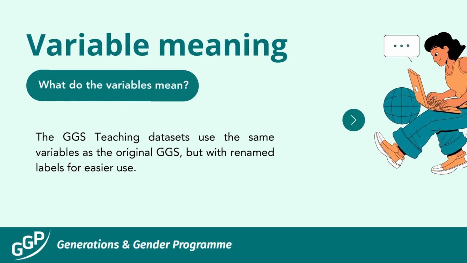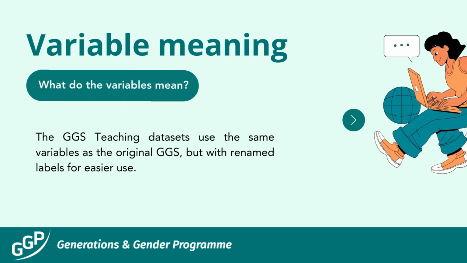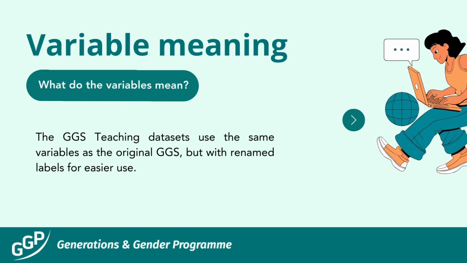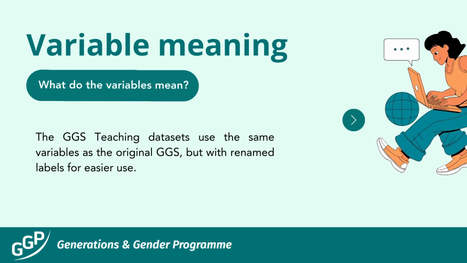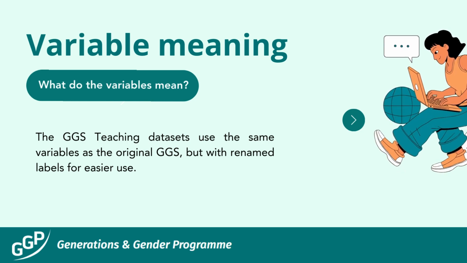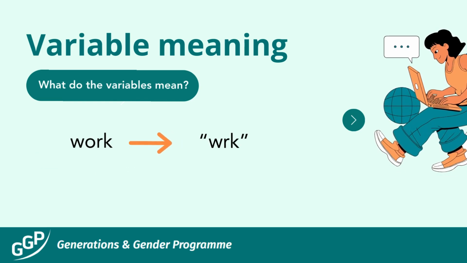In our datasets, we've kept the same core variables as the GGS, but we've simplified the labels for better usability. Most of the variable names are a shortened version of the variable meaning, so that they are easy to grasp. For example, instead of work, you will read WRK.